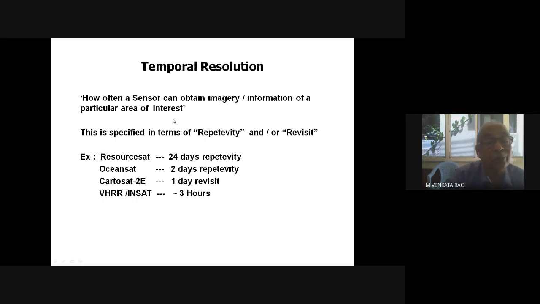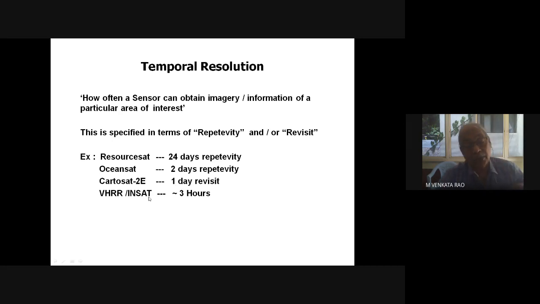Next is the temporal resolution. Temporal resolution is how often a sensor can obtain imagery information of a particular area of interest. This is specified in terms of repetitivity and revisit. There are 2 different parameters actually, these 2. Repetitivity and revisit, I will explain. For example, our ISRO satellites, ResourceSat, has a 24 days repetitivity. WatchSat is 2 days, CartoSat 1 day.